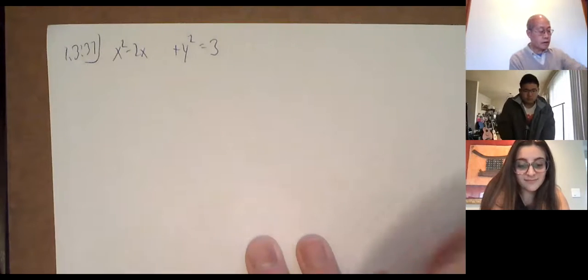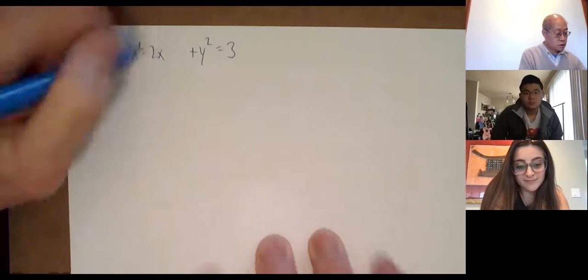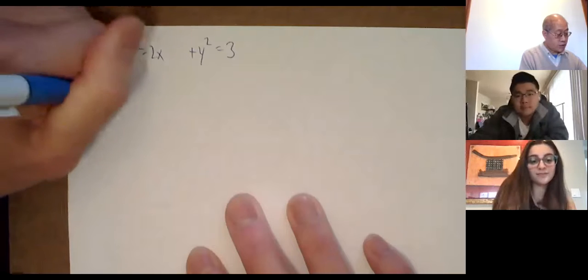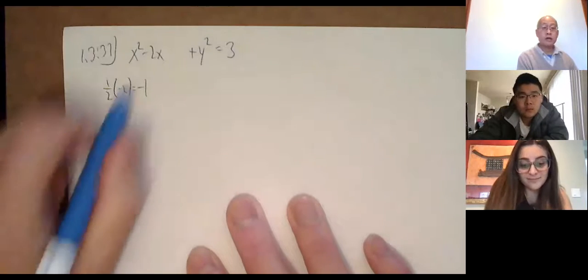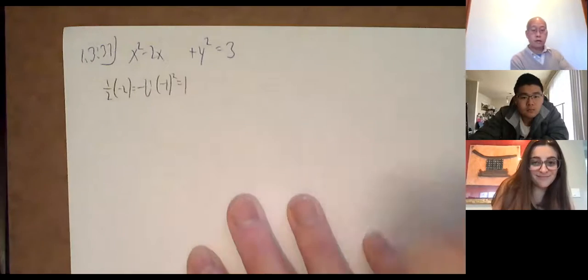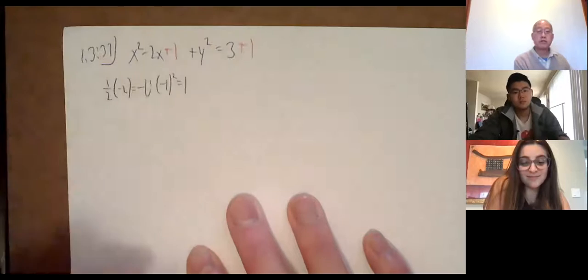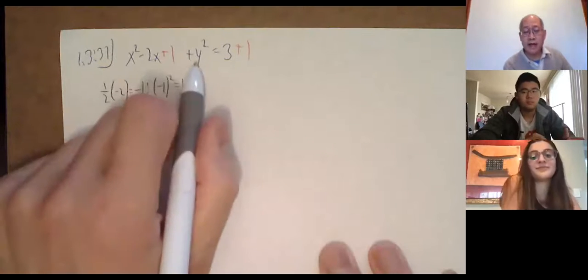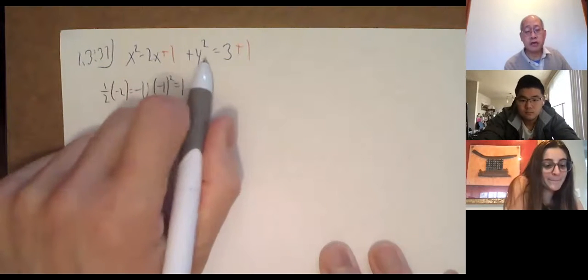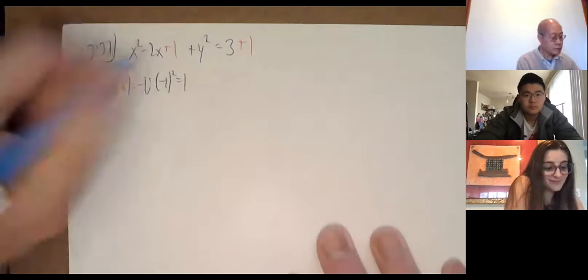Okay, so I complete the square. So I do the half and square business. So half of negative 2 is negative 1. Negative 1 squared is 1. So you go plus 1, plus 1. Now, if they gave me like plus 6y, I have to do the same thing for y. But they don't give me any other y, so I can just leave it like that.